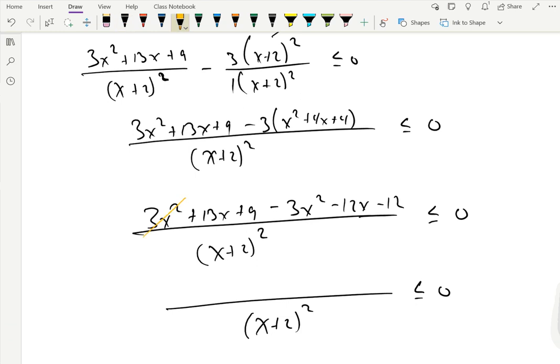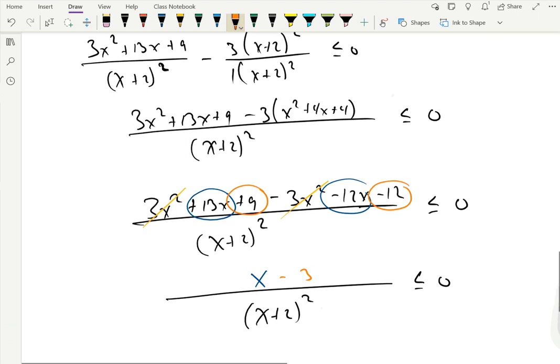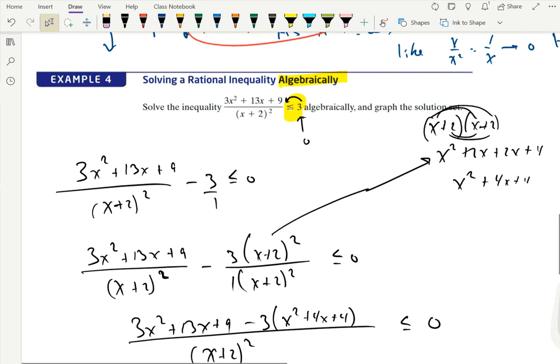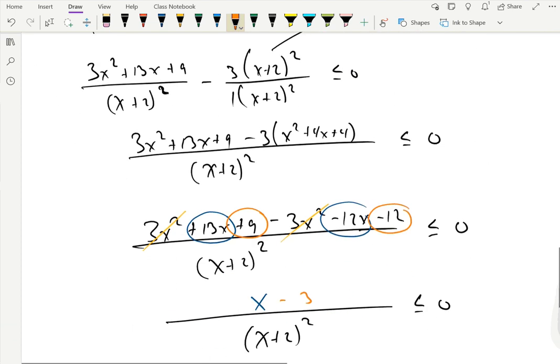So the 3x squared and a minus 3x squared cancel each other out. I've got a 13x and a minus 12x, so that's just x. And then we have a plus 9 and a minus 12, so that's going to be minus 3. So we have x minus 3 over x plus 2 quantity squared less than or equal to 0. So that is much easier to look at and solve than what we had up here at the beginning as far as that whole expression. So that expression now is simplified into what we have down here at the bottom.